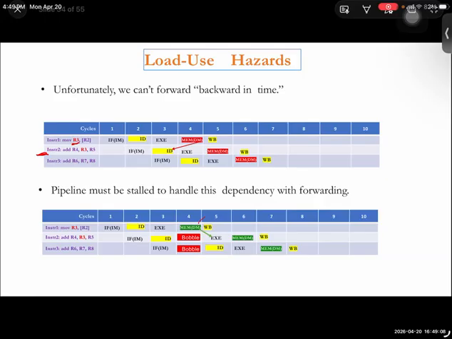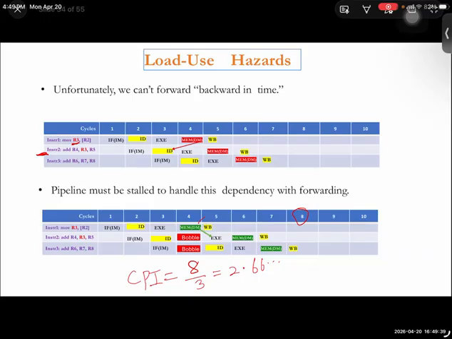So they complete their execution in 8 cycles. So what is the cycles per instruction here? The cycles per instruction is equal to 8 over 3, so that gives something like 2.66.